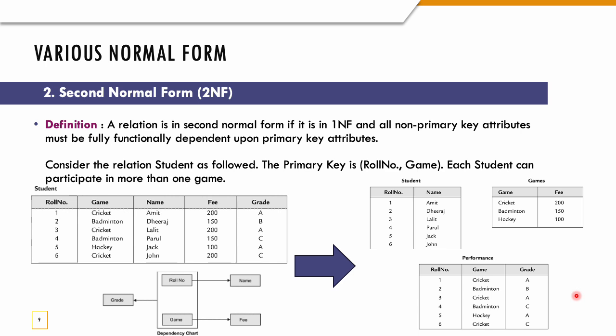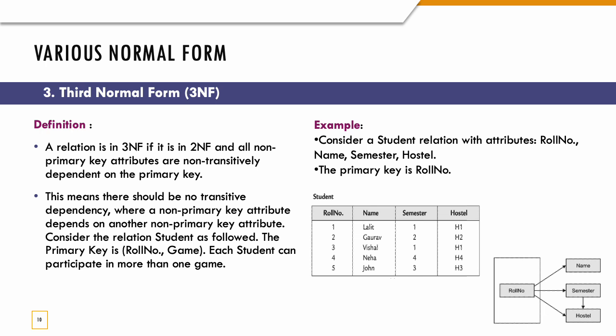And by splitting the original table into one, two, three tables, each table now conforms to the second normal form and avoids the anomalies mentioned before. Alright, that was second normal form, 2NF. Now the third normal form, or 3NF.